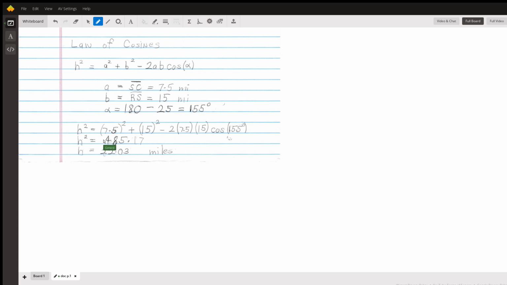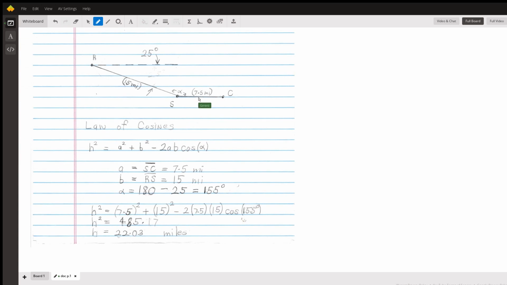If you compute that out, you get h squared is equal to 485.17. And then you take the square root of that, you get 22.03 miles, which makes sense because the hypotenuse distance is always going to be longer than the other two sides. So the fact that one side, RS, is 15 miles and SC is 7.5 miles, it makes sense that RC is going to be a considerably longer distance, which is 22.03 miles.